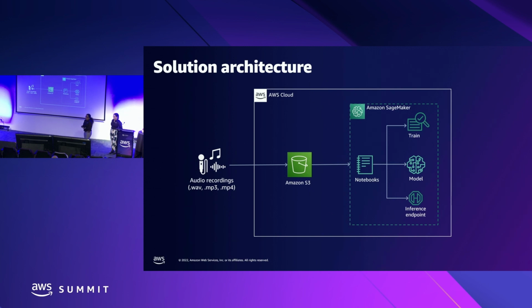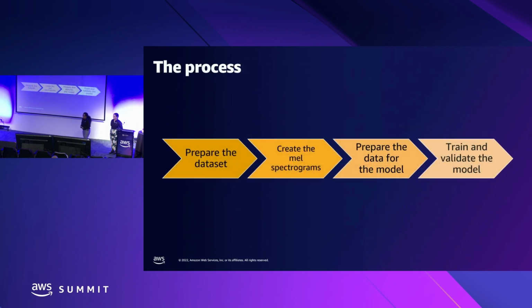We have a notebook that processes the audio files in the S3 bucket. We have another notebook for generating the MEL spectrograms. We have a notebook to train the model. And finally, we also have a notebook to perform inference. So the overall process, connecting that back to the solution architecture that I showed you, can be broken down into 4 main steps, and we're going to go through these steps one by one now.